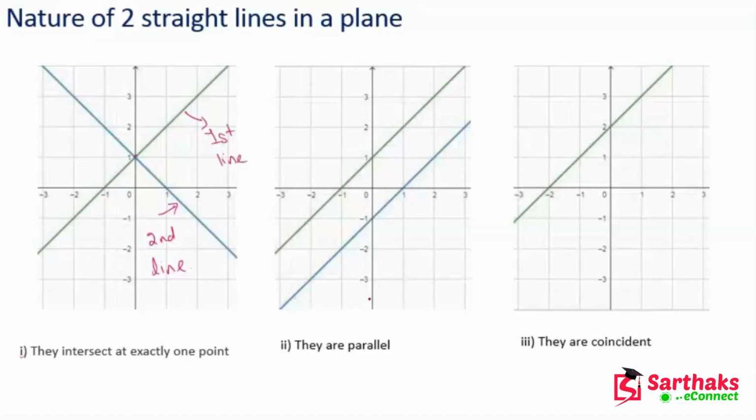Now, the second case is that they are parallel. Both the lines may be parallel. In this case there is no solution because there is no intersecting point. I hope you get this point. The third condition is that they coincide, meaning this is the first line and this is the second line. In this case there are infinite solutions.